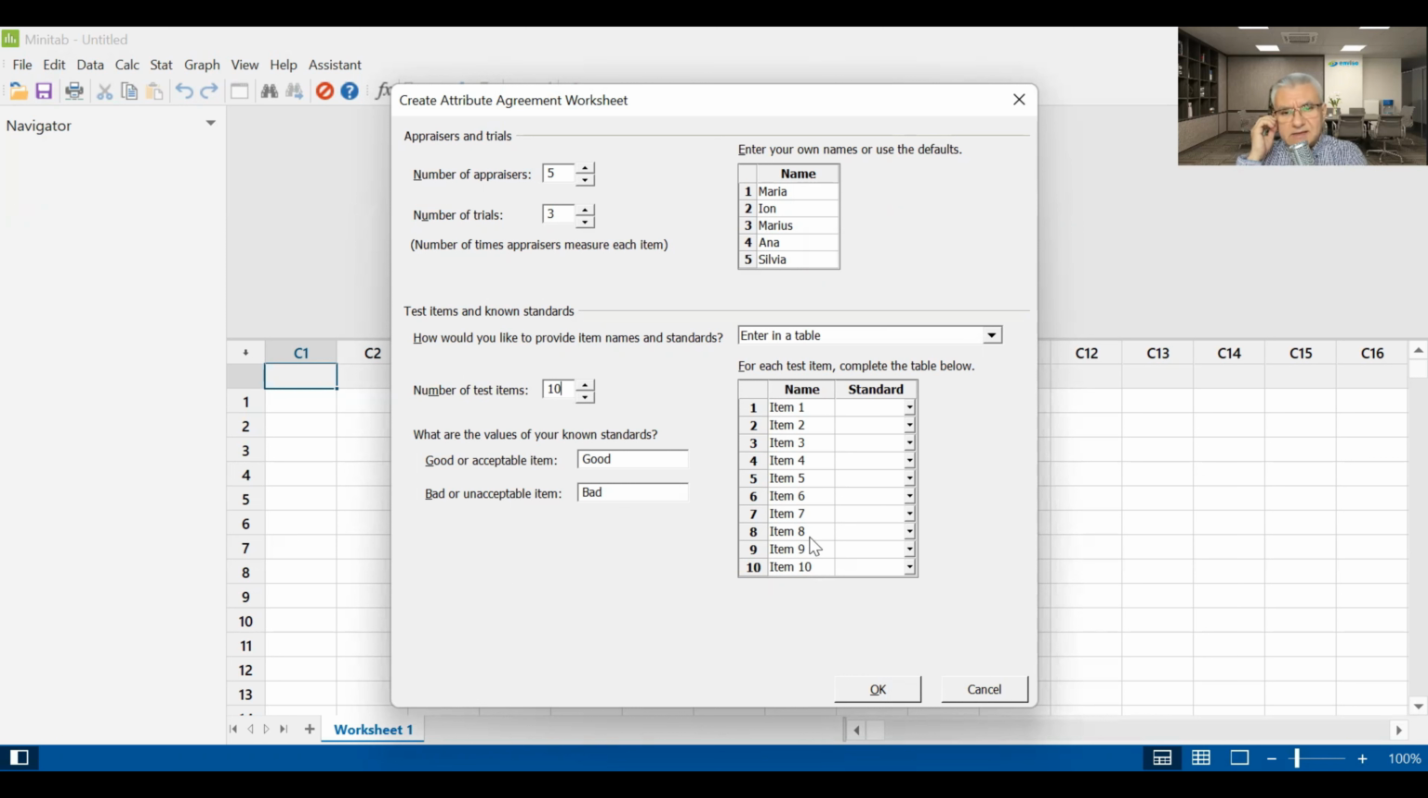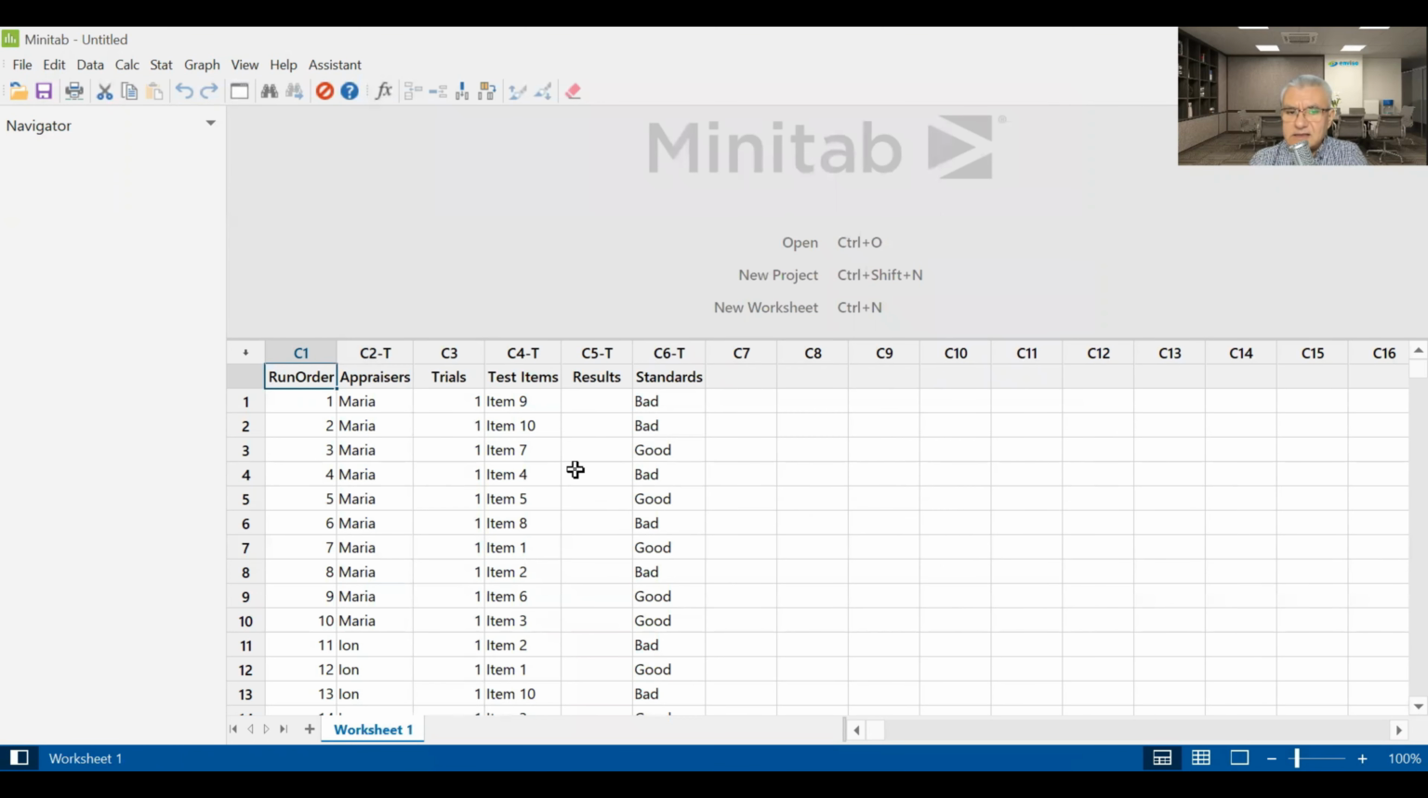So as we have at this moment the standard, we know that item number 1 is, for example, good, item number 2 is bad, 3 is good, 4 is bad, good, good, good, bad, bad, and bad. I'm just assuming that this is your standard. What are the values of your known standards? Good or acceptable item, we keep good. Bad or unacceptable item, we keep bad. And you click OK.